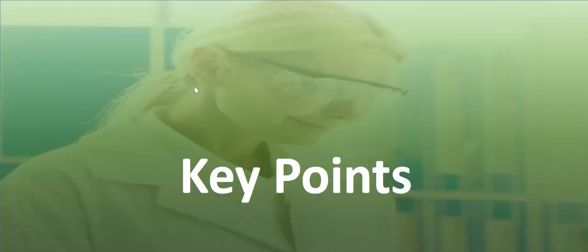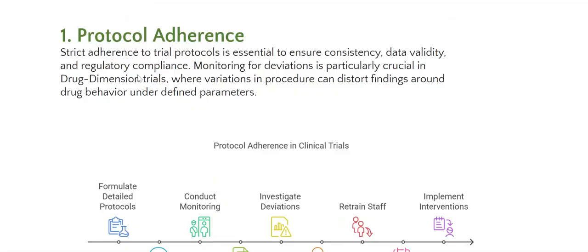Key points. We'll start with protocol adherence. Strict adherence to trial protocols is essential to ensure consistency, data validity, and regulatory compliance. Monitoring for deviations is particularly crucial in drug dimension trials, where variations in procedure can distort findings around drug behavior under defined parameters. And here's a diagram summarizing protocol adherence in clinical trials.